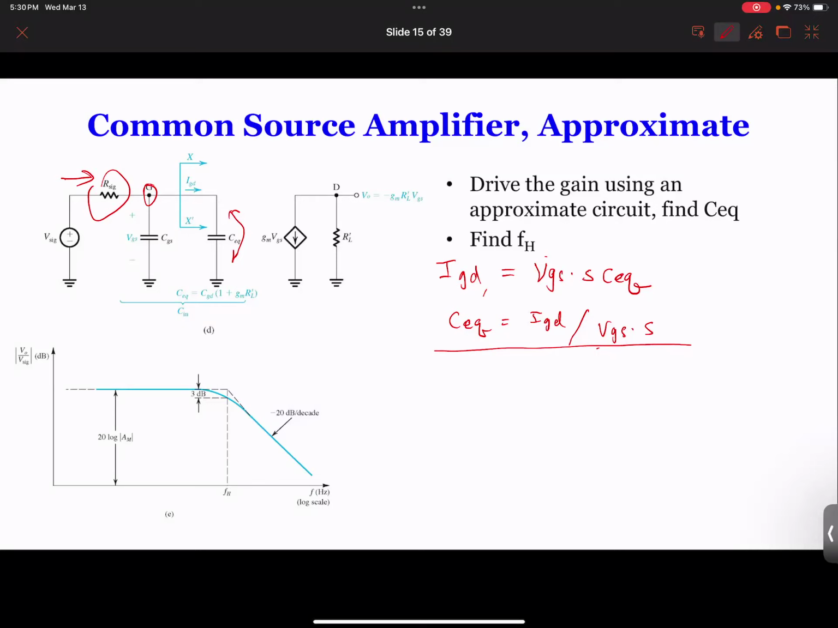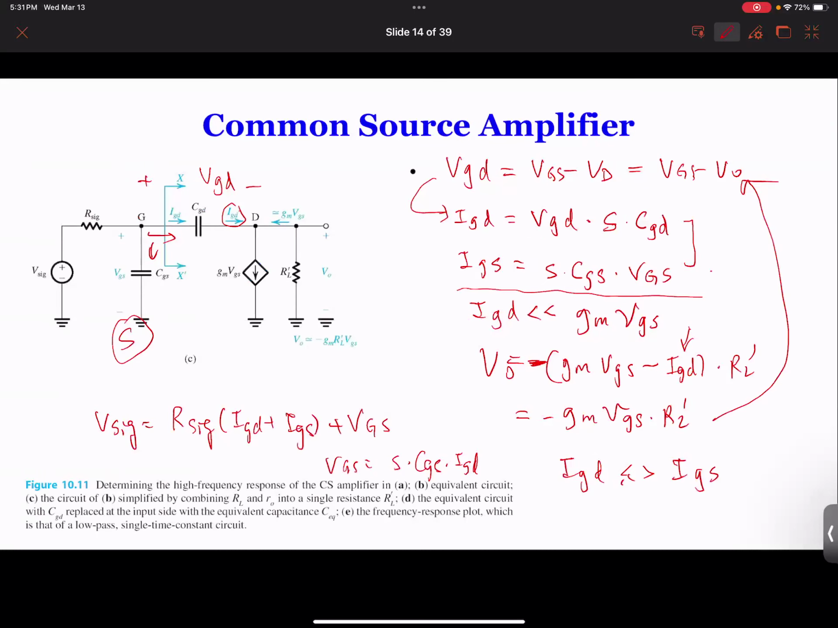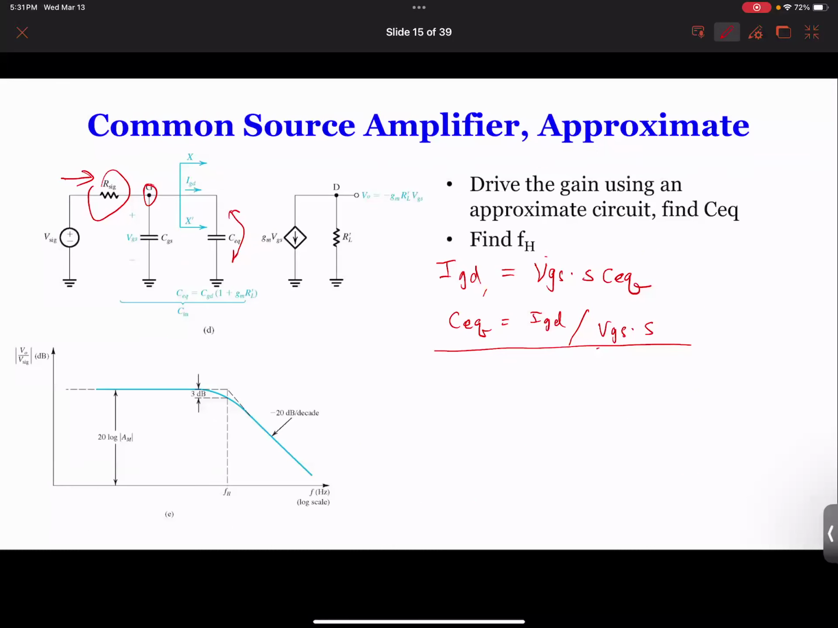So that's the idea. To be honest with you, this step has no physical meaning. It basically is a mathematical transformation. It's just saying, I want to maintain the input side voltage and current the same. I maintain the voltage at the gate the same. Therefore, I have this circuit to represent that circuit. It's the same thing mathematically.